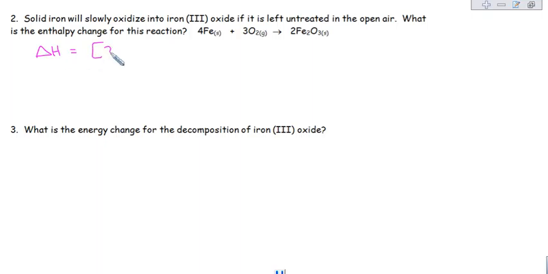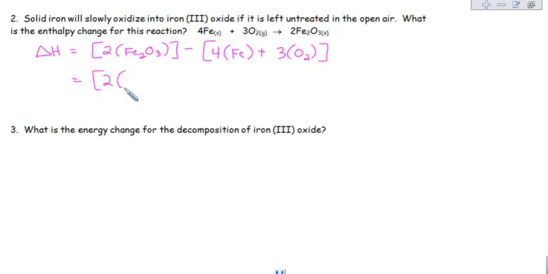Products, 2 times the iron oxide, but that's my only product, minus, now I want total energy on the reactant side. It's going to be 4 times iron plus 3 times oxygen. Total energy of the products minus total energy of the reactants. Now we'll sub in those values. Okay, so I'm going to go to my chart and look them up.